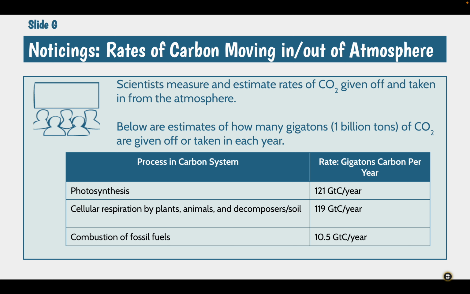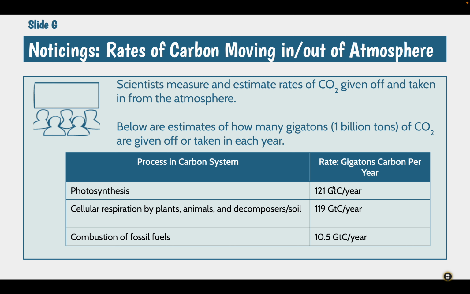So the other thing we can do is we can actually measure, scientists can measure and estimate rates of carbon dioxide given off very specifically. And they do this in a unit called gigatons. It's 1 billion tons of CO2. And so we can start to actually get a little bit more detailed and specific about where our carbon is going. So I'm going to show you the numbers, and I want you to go to your carbon model and add the numbers to your carbon model.